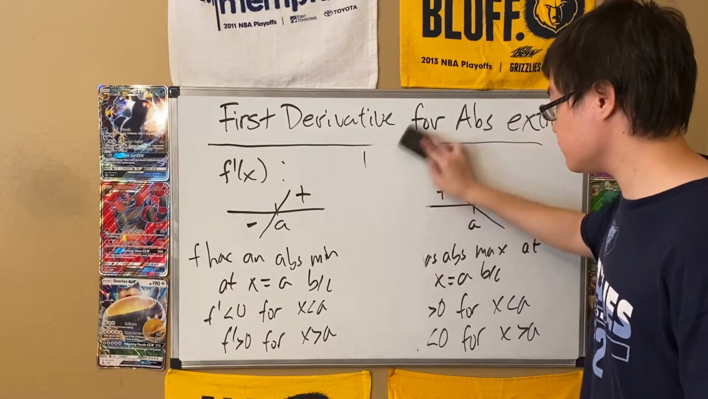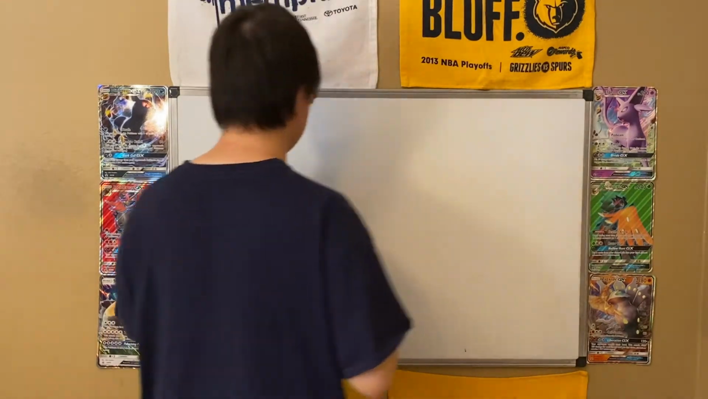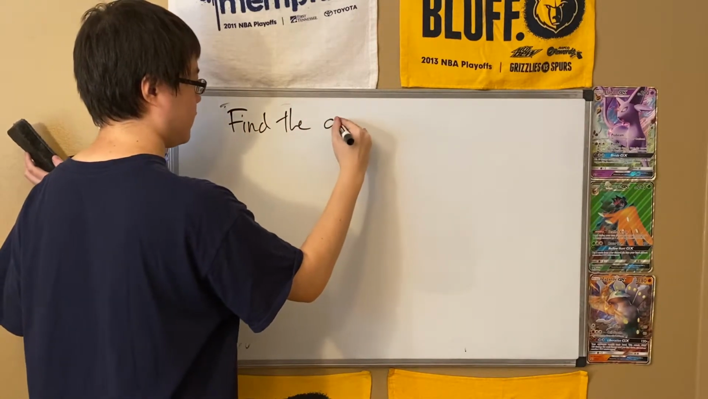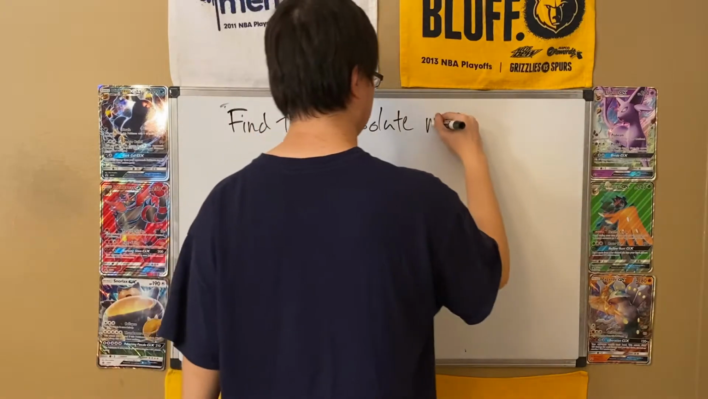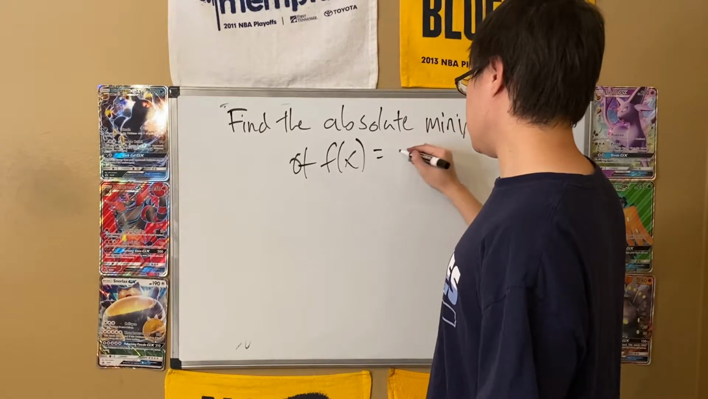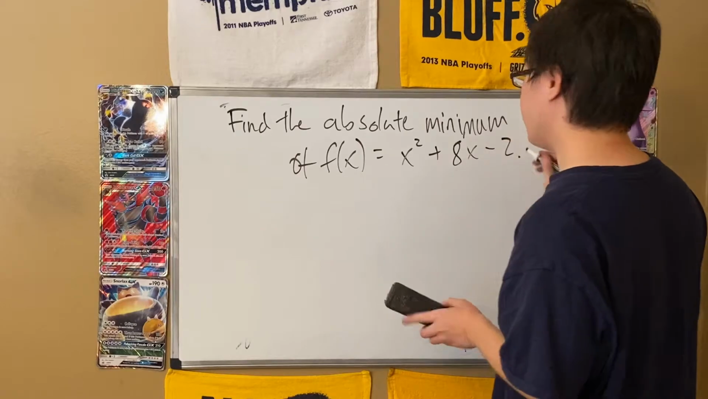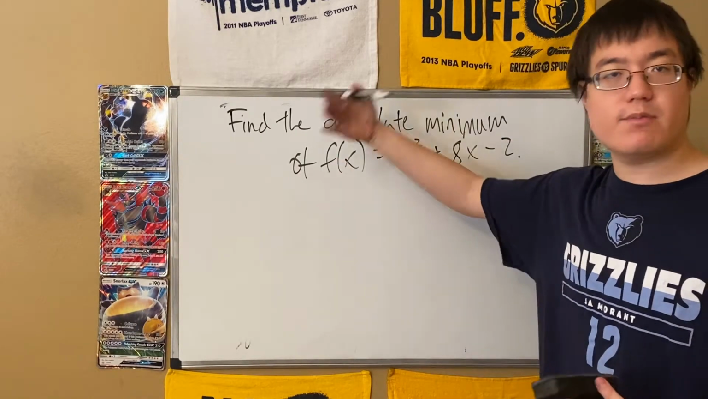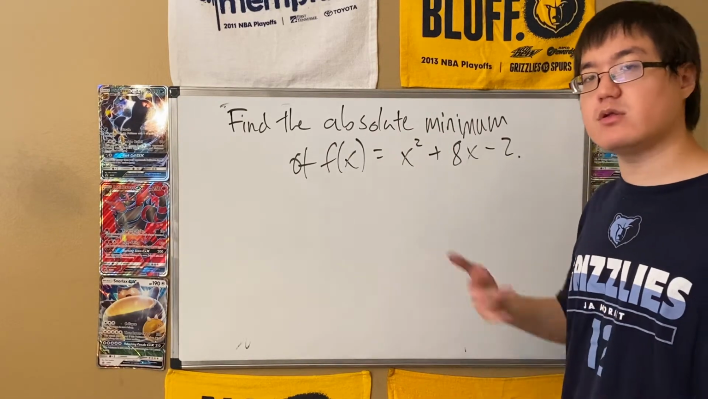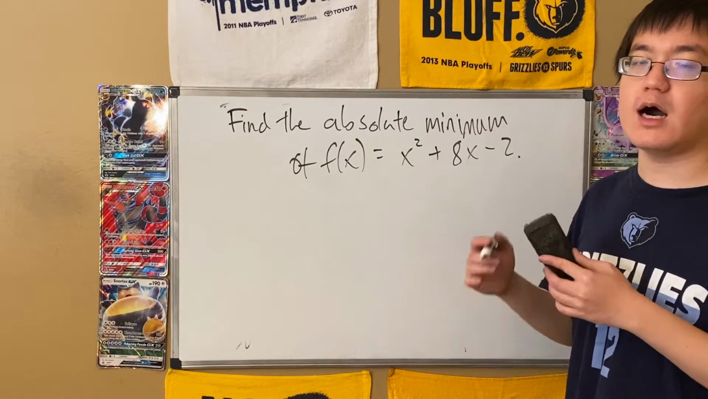So let me erase this. What we're going to do is find the absolute minimum of the function x squared plus 8x minus 2. If I were given a closed interval, then I would immediately employ the closed interval method: look at the function, take the derivative, draw a table, and plug in those numbers into your locate step. But in this case, because we don't have an interval, we have to do the alternative way.